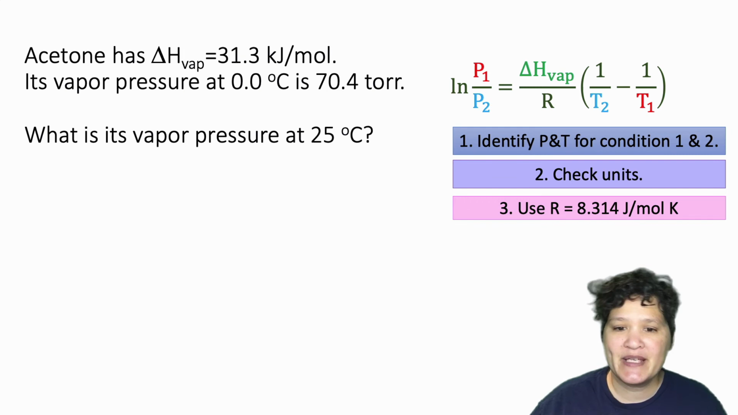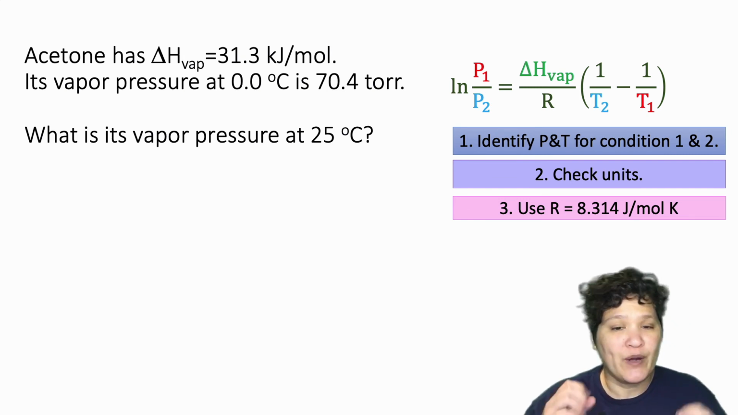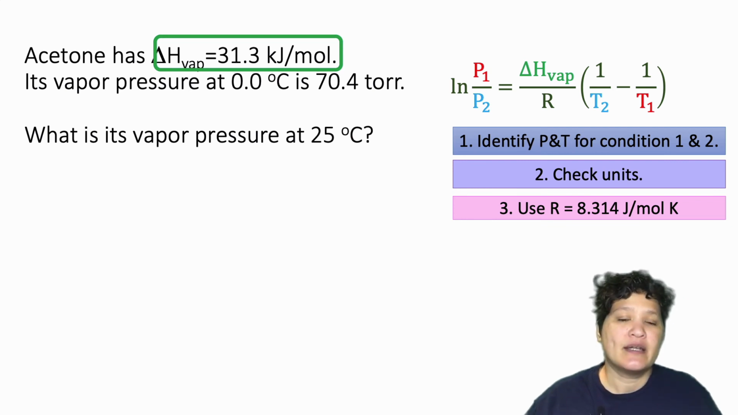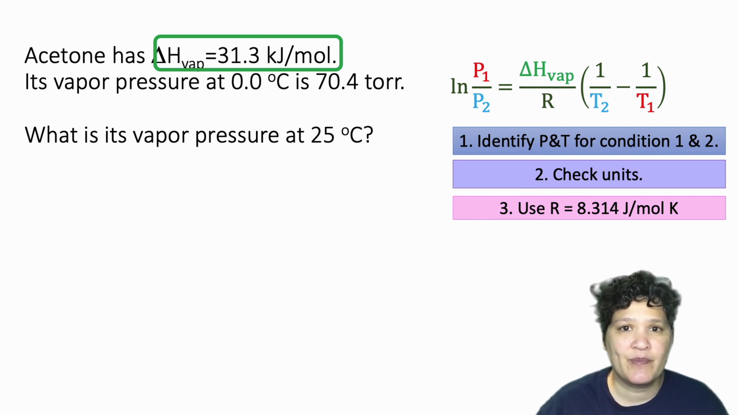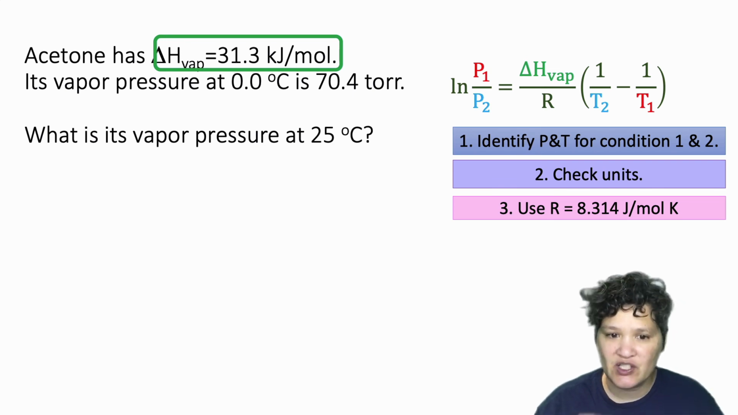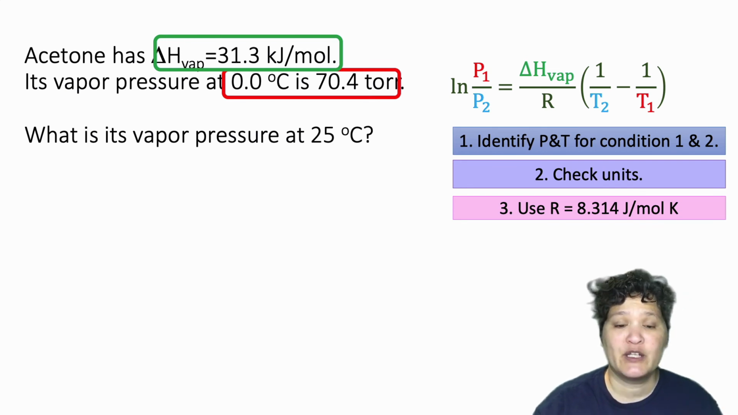Now this problem is set up differently. We are not solving for the heat of vaporization. We're actually given that. Instead, we're solving for a vapor pressure. Let's start by picking out our 2 conditions, condition 1 and condition 2. Here we have a vapor pressure of 70.4 torr that corresponds with a temperature of 0 C. I'm going to call that condition 1.